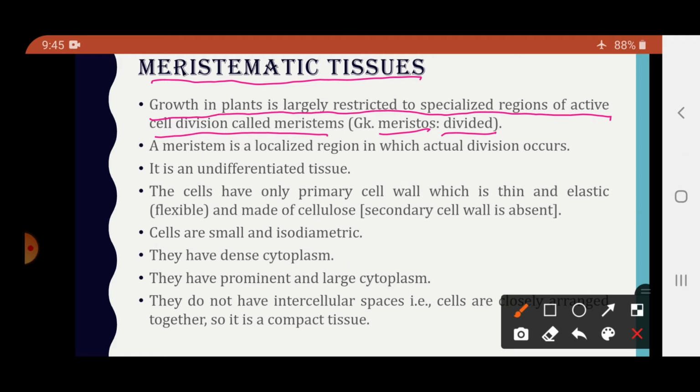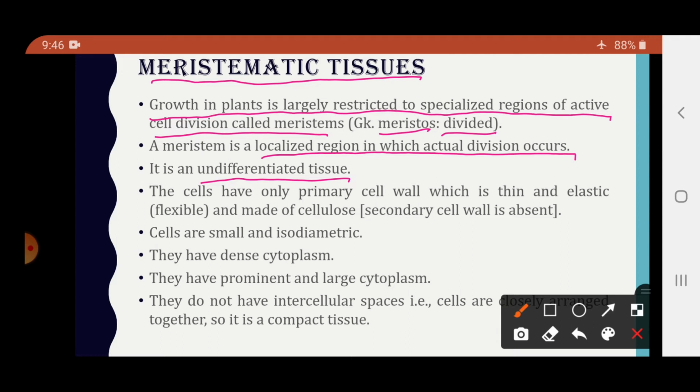So what is a meristem? It is a localized region in which the actual division occurs. So a meristem is a region in the plant body where the process of cell division takes place. And we know that if cell division occurs, it means new cells are being added. It means that the process of growth is taking place. This meristem is an undifferentiated tissue, meaning its cells are not associated with performing a function. They are undifferentiated, immature cells, which will only undergo continuous division, but won't be associated with a particular function.